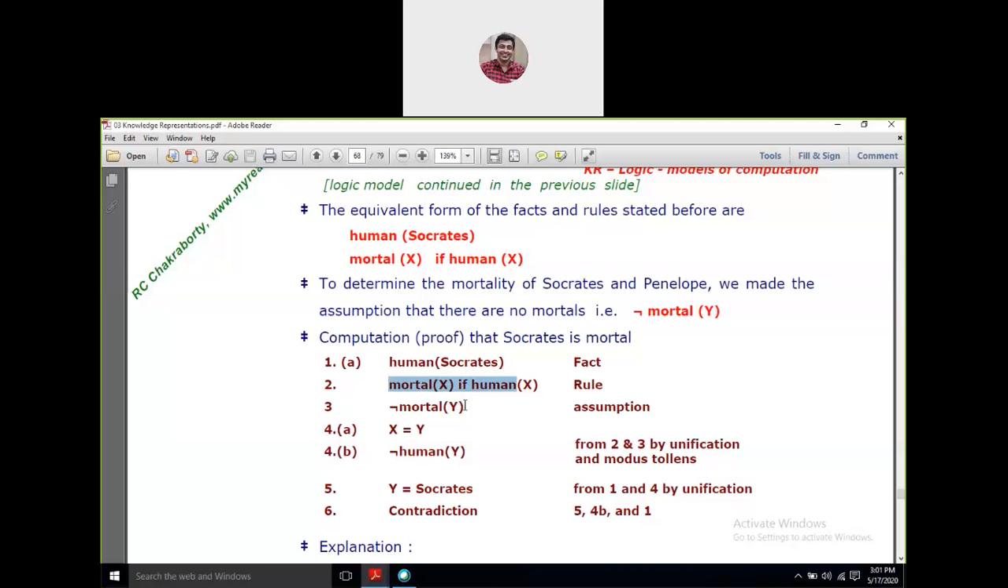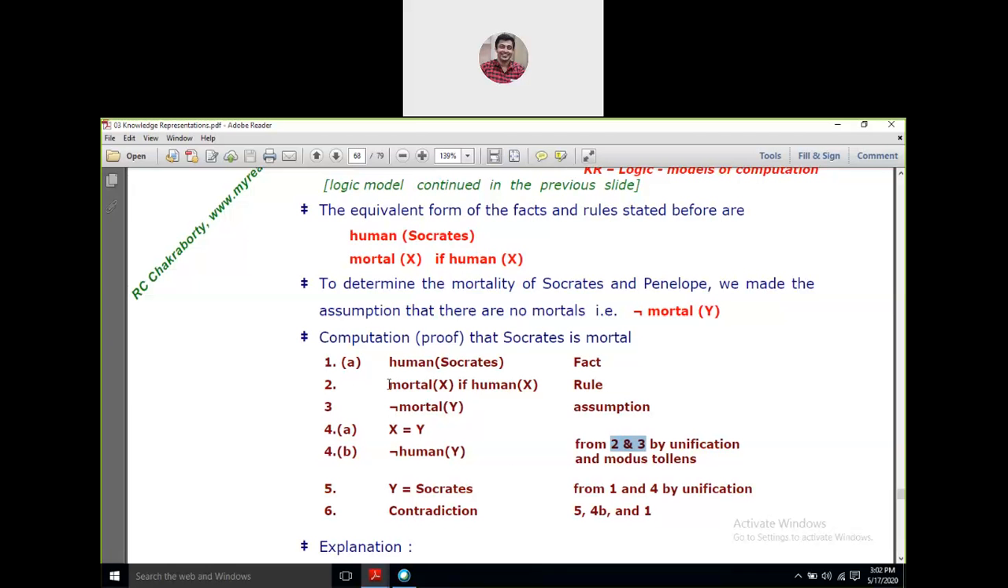That means this is one of the facts that has been given to you. There is one rule that has been provided, that if X is human, then X is mortal. Now, there is one assumption, you can call it a forced rule in fact. It talks about Y is not mortal, right? Y is not mortal, or Y is immortal. Fine.